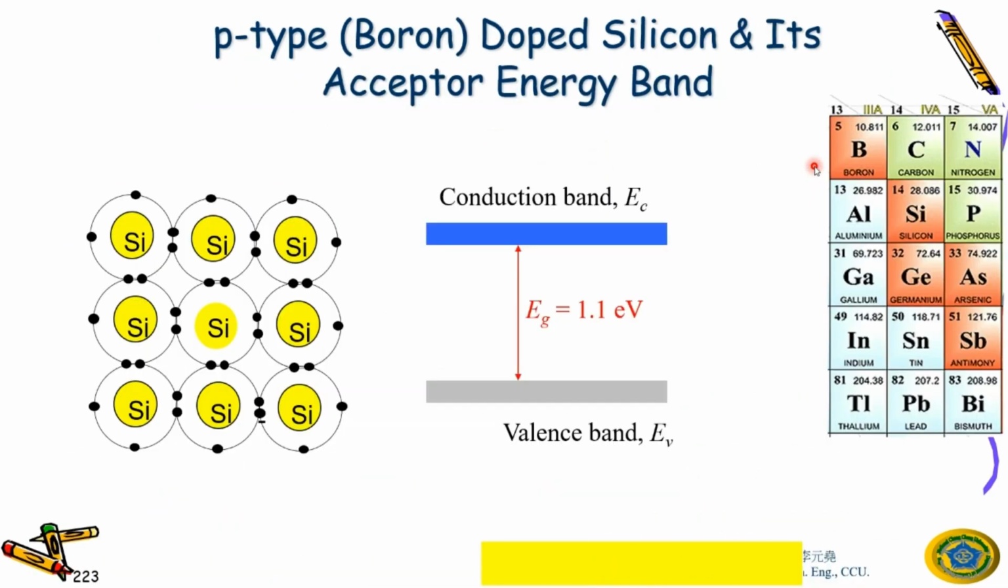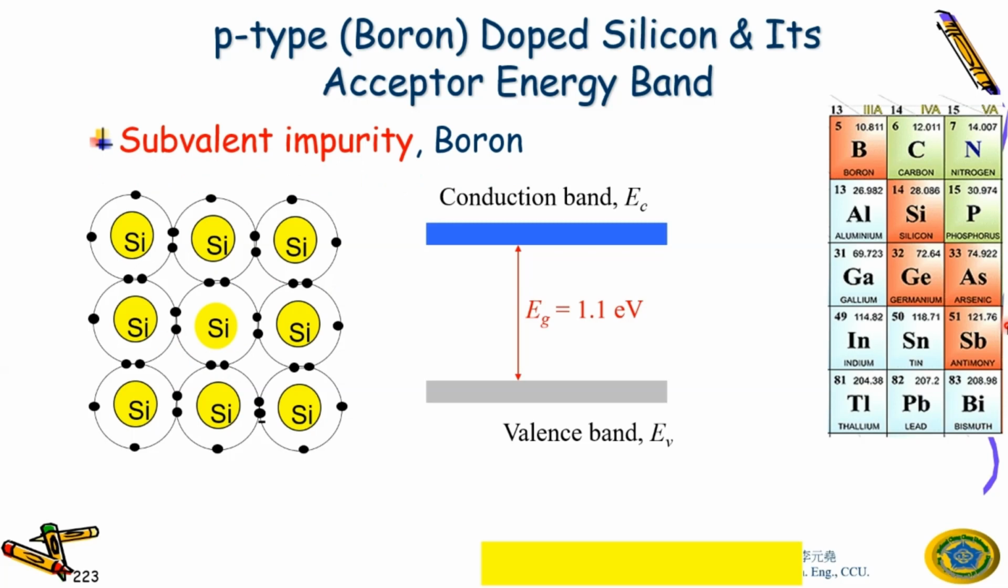Okay, so the next one is called P-type semiconductor. P-type normally is what? We put phosphorus, arsenic, which have 5 valence electrons in this column, and then we have 3 valence electrons in this column. So we use boron. So you replace silicon with boron.